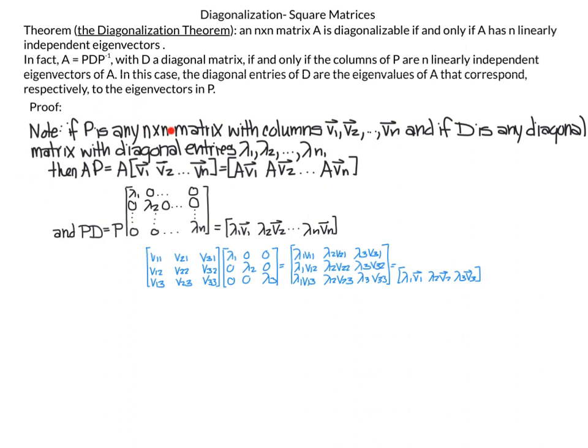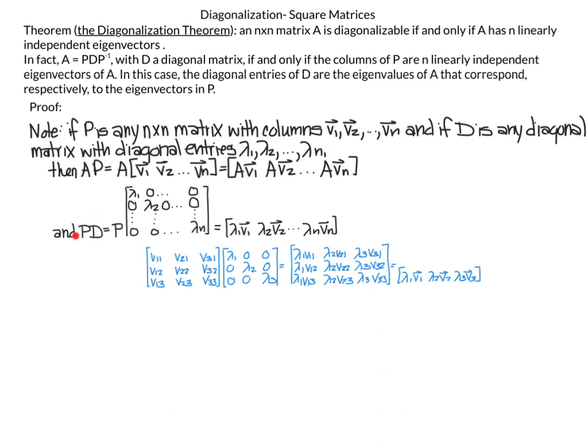So if P is any n by n matrix with column vectors v1, v2 up to vn, and if D is any diagonal matrix with diagonal entries lambda 1, lambda 2 up to lambda n, then if we multiply a matrix A times the matrix P, that would be equal to A times the matrix with column vectors v1, v2, up to vn. Remember, we said P is the matrix with these column vectors, which is equal to Av1, Av2 up to Avn. So this is one point we're going to use later in our proof.